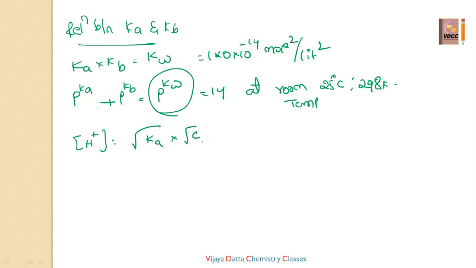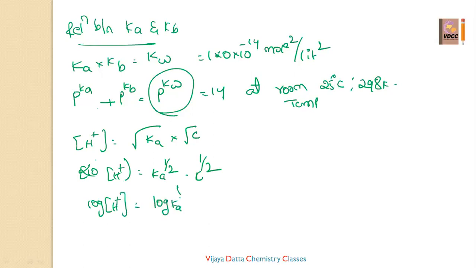C is C power 1 by 2, can we write? So simply I'll write concentration of H plus is equal to Ka power 1 by 2 into C power 1 by 2. I'll apply the logarithms on both sides. Then log of H plus equals log Ka power 1 by 2.